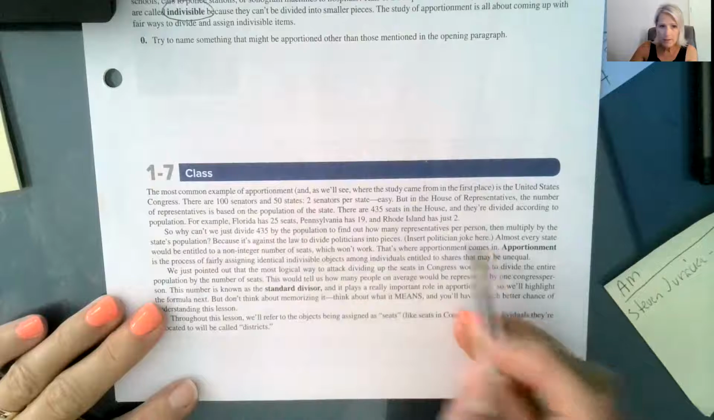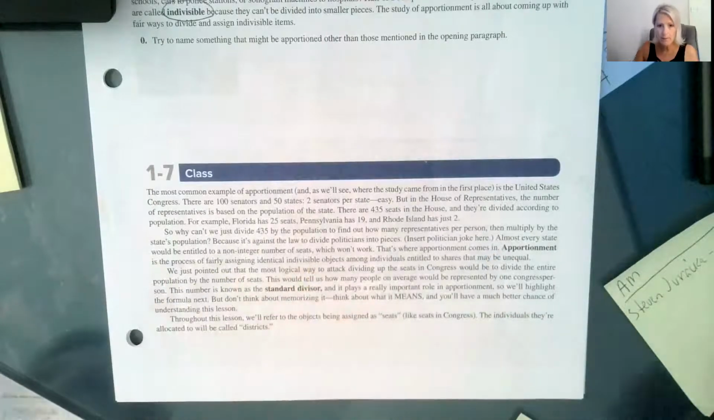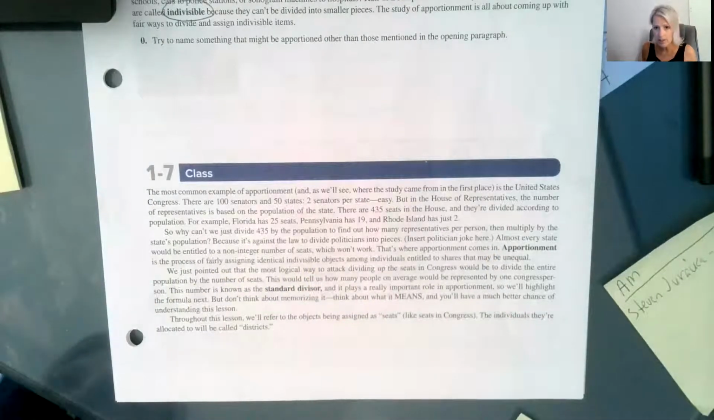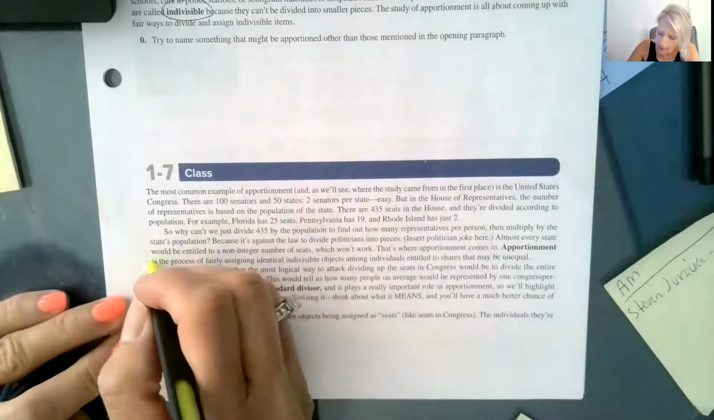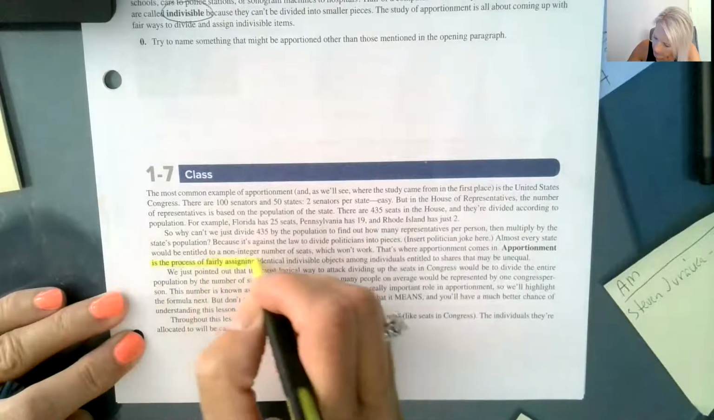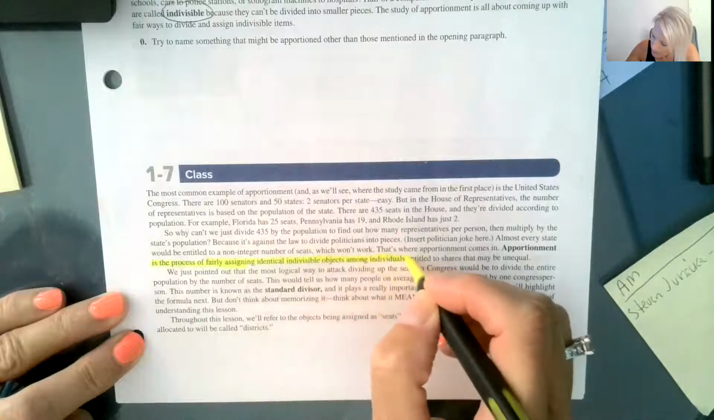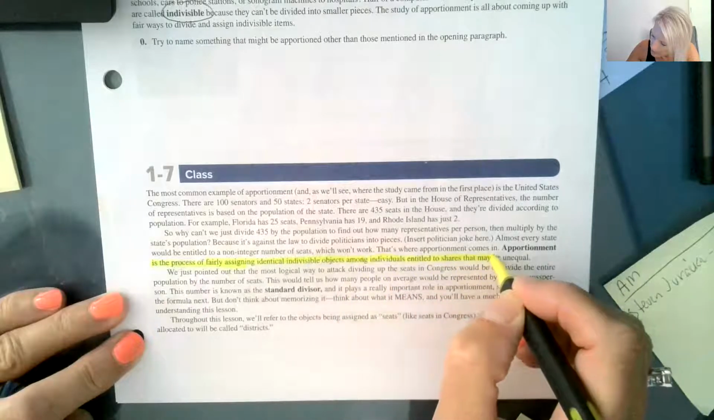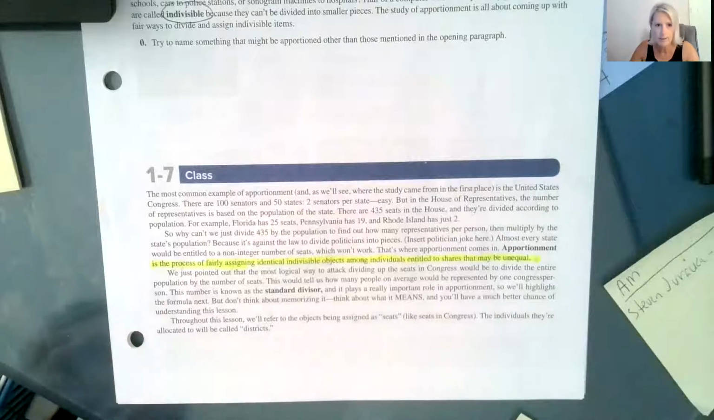So apportionment here is the process of fairly assigning identical indivisible objects among individuals entitled to shares that may be unequal. So let's go through this again. Apportionment is the process of fairly assigning identical indivisible objects among individuals entitled to shares that may be unequal. That's what we're going to be doing in this lesson.